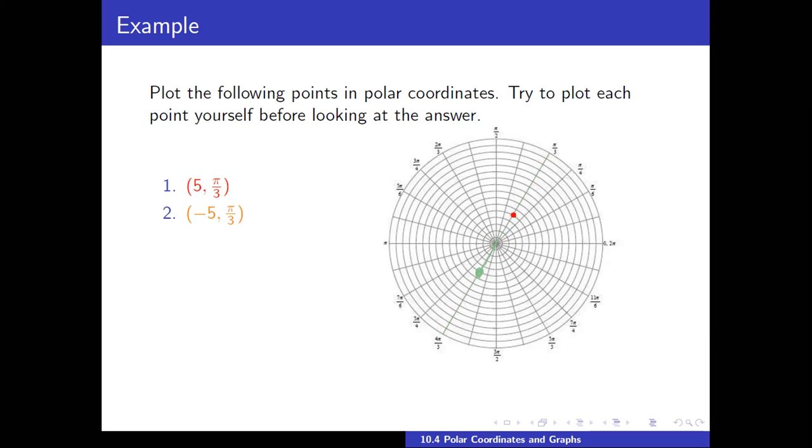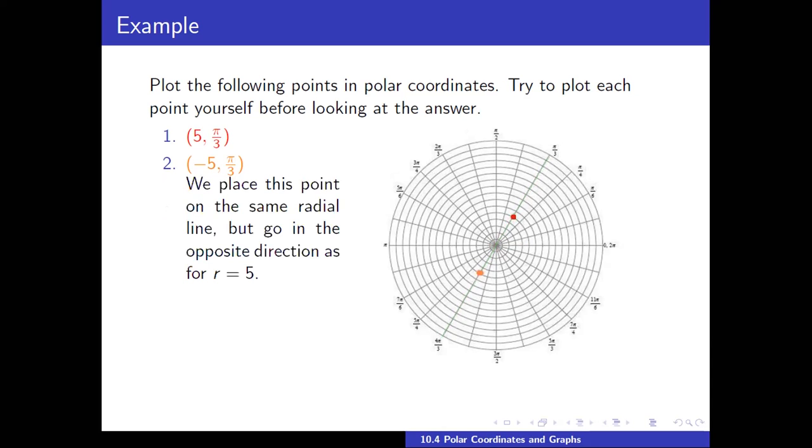Okay, all right, let me clear that. So we place this point on the same radial line, but go in the opposite direction as for r equal to 5. So that's why there's that orange point right there. Does that make sense? You can almost think of this as a rotated x-axis, yes? Where you have the origin at the pole and you go out 5 units if the radius was 5, but if it was -5, I would go backwards 5 units along that same line. Does that make sense? Go backwards 5 units along that same line, okay?